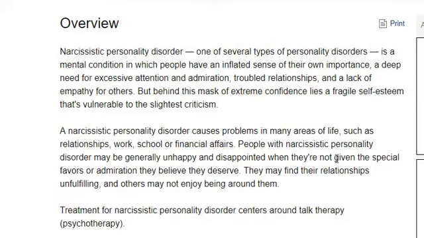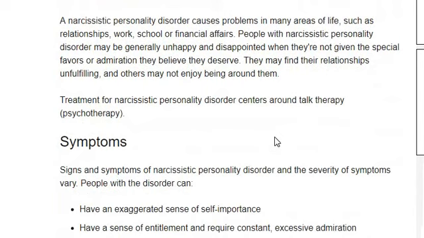Narcissistic personality disorder causes problems in many areas of life, such as relationships, work, school, or financial affairs. People with narcissistic personality disorder may be generally unhappy and disappointed when they're not given the special favors of admiration they believe they deserve. They may find their relationships unfulfilling, and others may not enjoy being around them. Hey, you guys are abusive. Go figure.